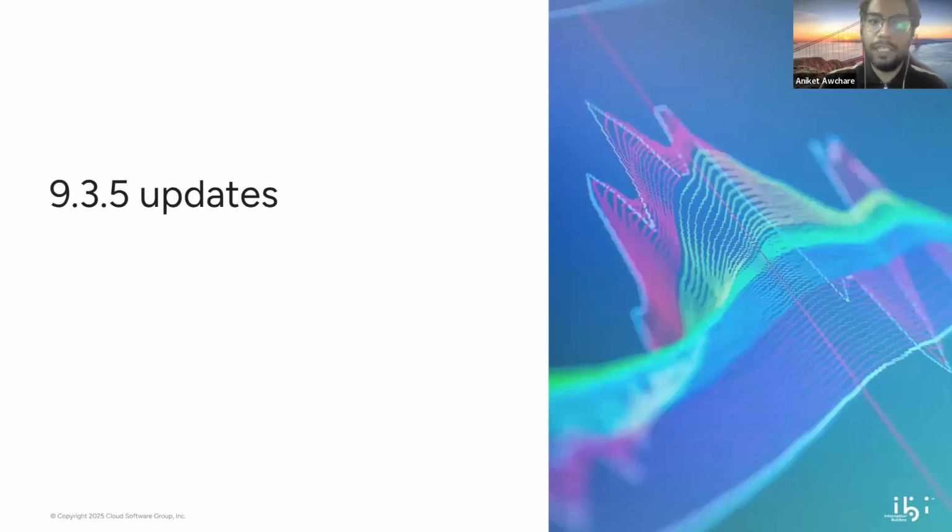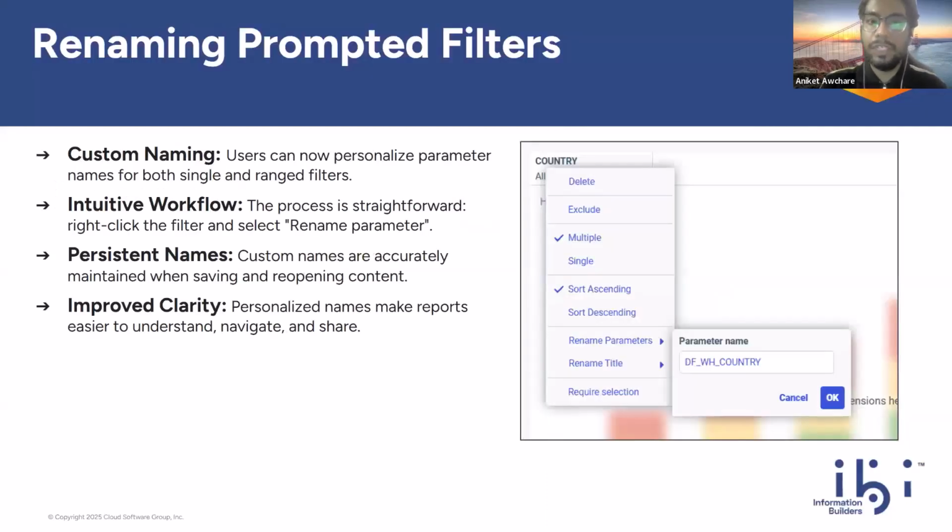Moving on to the 95 updates. We have made significant changes to our, again, prompted filter. The first change that we have done is now allowing the users to rename the prompted filters. So the amper variable that you might be familiar with, this is what I have on the screen, is the amper variable. You can now rename that.